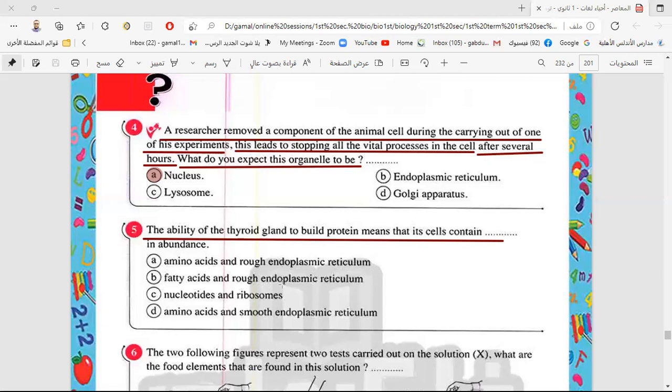Fatty acids and rough endoplasmic reticulum. Here, fatty acids, we don't need so much. We need to build protein, not fats. Nucleotides and ribosomes. Why do we need nucleotides here? We don't need nucleotides. Amino acid and smooth endoplasmic reticulum. So which choice is likely to be the best one?